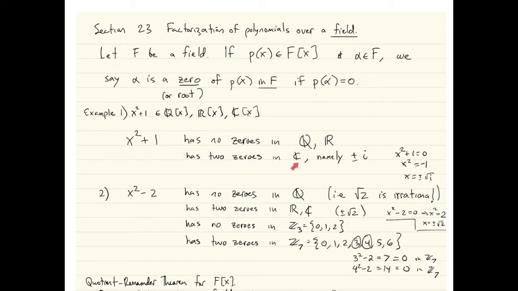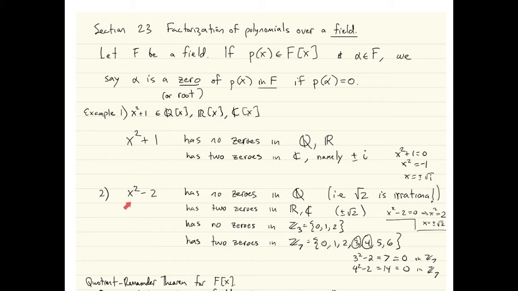But if you allow complex numbers, and you set x squared plus 1 equal to 0 and solve for x, subtracting the 1 over, and then taking square roots, x is the square root of negative 1, which is plus or minus i. So there are two zeros in C, plus or minus i, of this polynomial. This example illustrates that whether you have roots or zeros depends on what field you're working over or in. We use both prepositions to denote the same kind of idea.